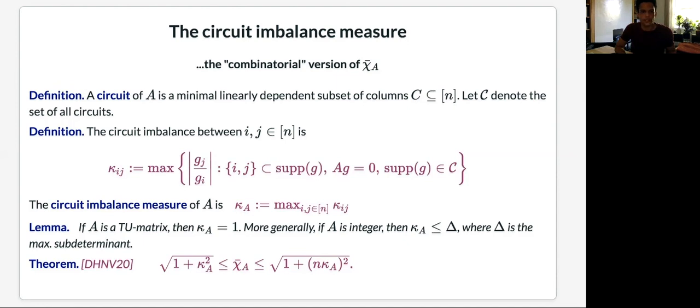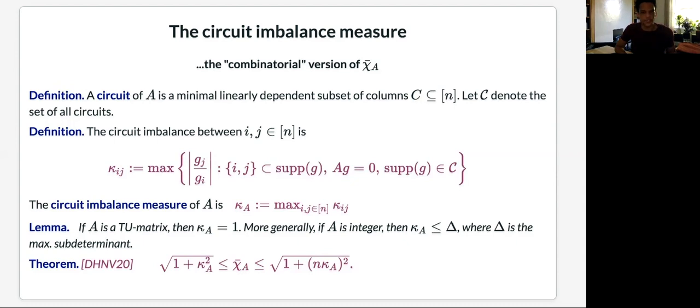Now see that, okay, for TU matrices, we will have that kappa is going to be 1. And in general, we have that kappa is bounded by delta, where delta is, recall, the maximum subdeterminant. So here again, we have the connection to the Tardos result. And what we've shown is that chi-bar can be approximated polynomially with kappa, so with the circuit imbalance measure. And this allows us essentially to focus on kappa instead of chi-bar.